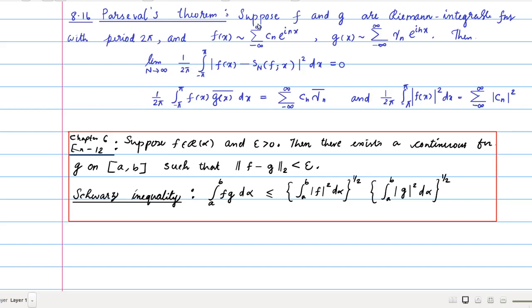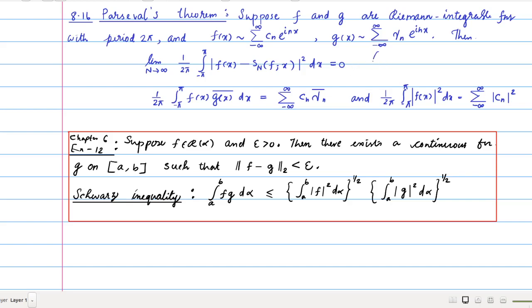The statement of the theorem is: suppose f and g are Riemann integrable functions with period 2π, and the Fourier series of f(x) is this one. The c_n's are the Fourier coefficients of f, and the γ_n's are the Fourier coefficients of g. Then we have the limit as n tends to infinity of 1 by 2π integral from minus π to π of |f(x) − S_n f(x)|² dx equals 0.